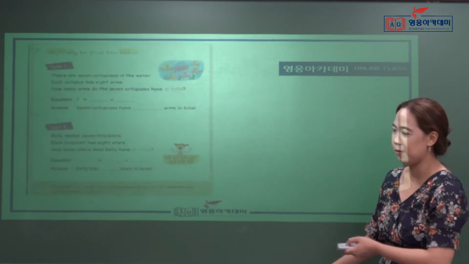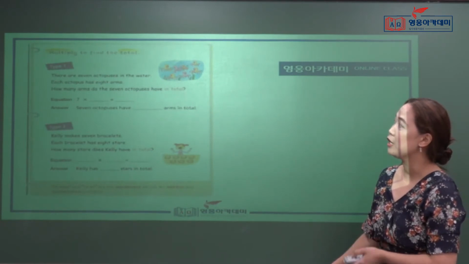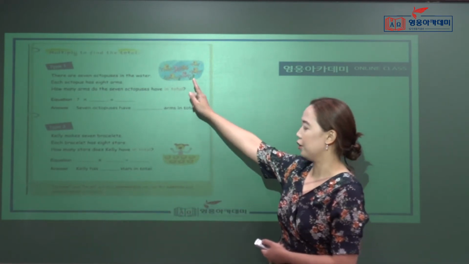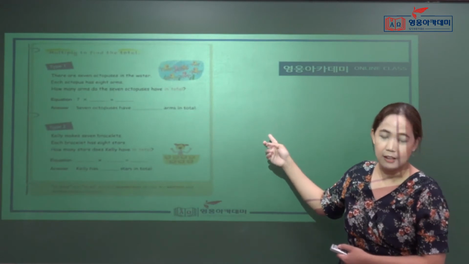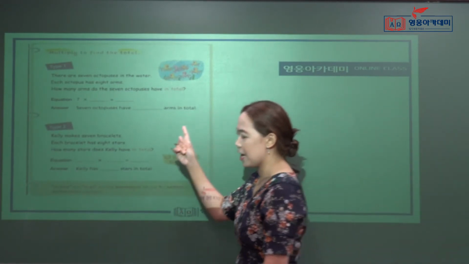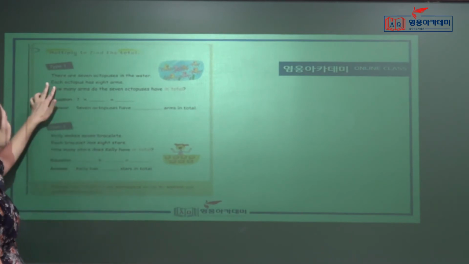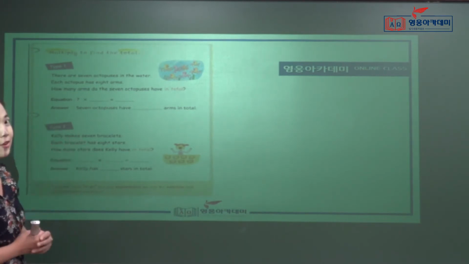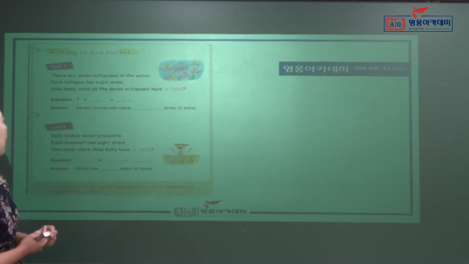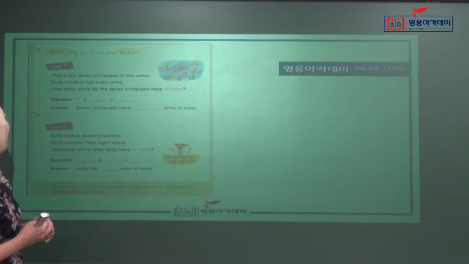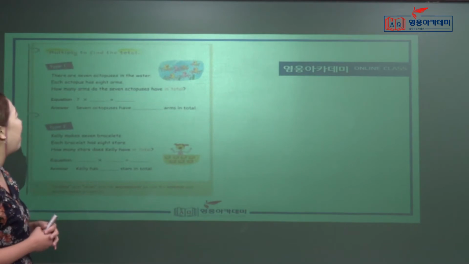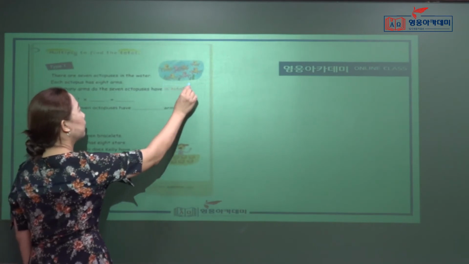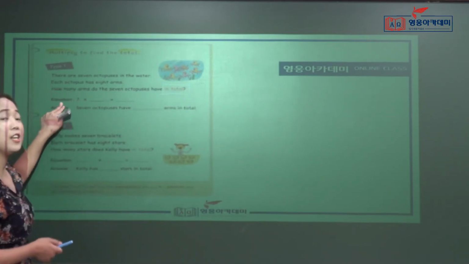Let's look at the first problem. All right, multiply to find the total. So the first part is only multiplication, all right? Look at the picture. What do you see here in the picture? There are, yes, octopus. Okay, let's read the problems together. Ready? There are 7 octopuses in the water. Each octopus has 8 arms. How many arms do the 7 octopuses have in total? So your hint is in total, right? Okay, let's write the equation first.